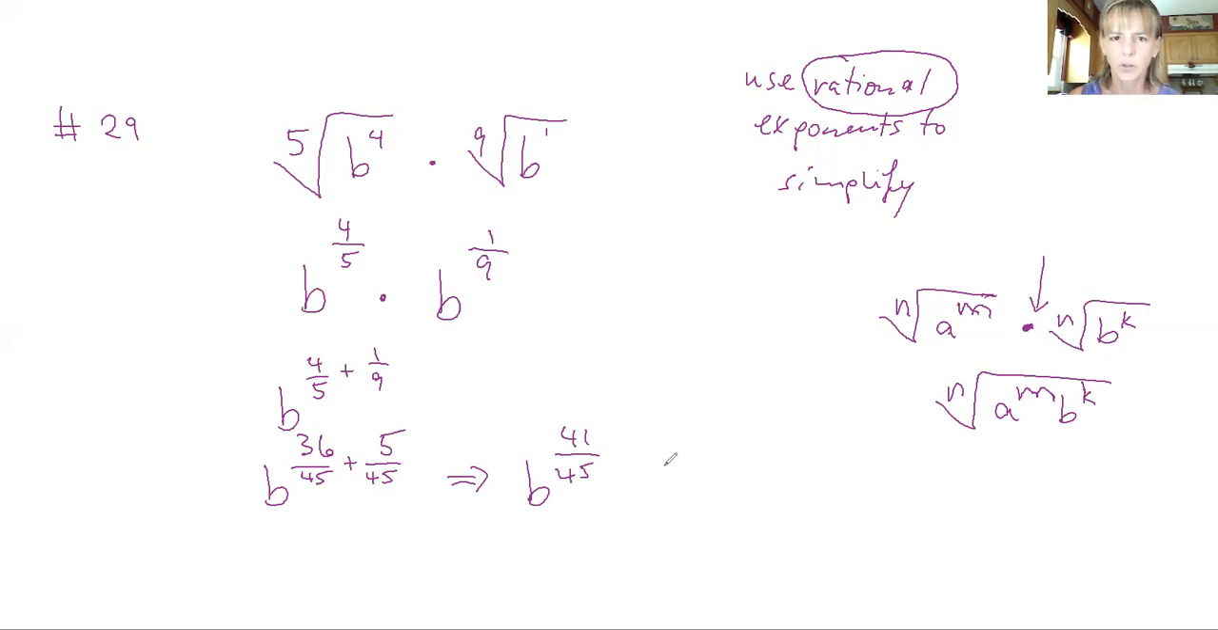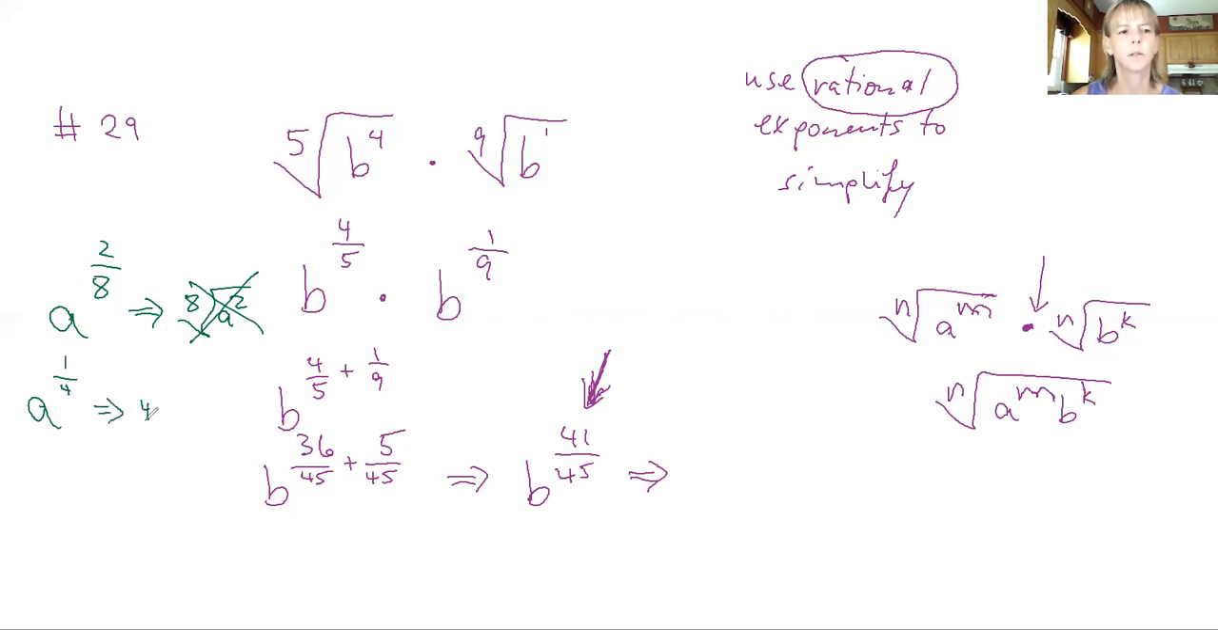Now, if it starts radical, you should put the final answer in radical form. And if this were a fraction that you could simplify, for example, if you had a to the 2/8, you better not put the 8th root of a squared, because that's not simplified. You would first simplify the a to the 2/8 into a to the 1/4, and then you would write it in radical form.